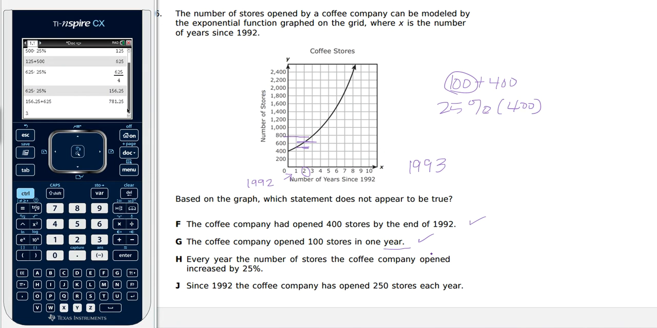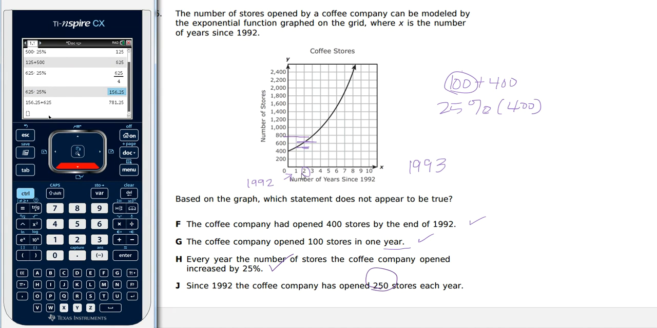So it looks to be holding true that every year the number of stores the coffee company opens increases by 25%. And then J says since 1992, the coffee company has opened 250 stores each year. Well, that's just not true for the first year where it was 100, or for the second year where they increased by 125. Or even the third year, where they increased by 156 stores.